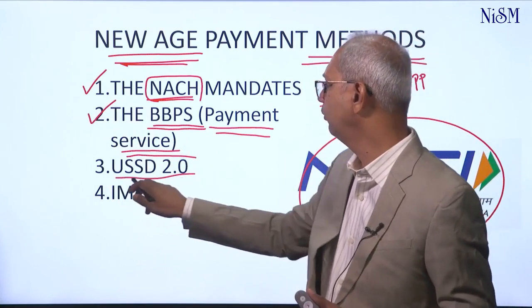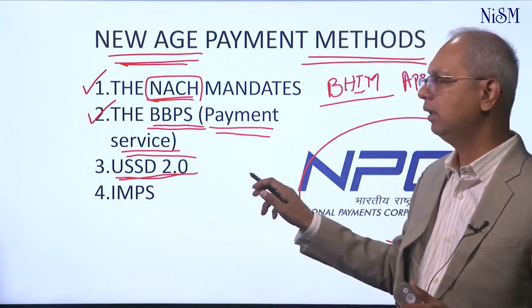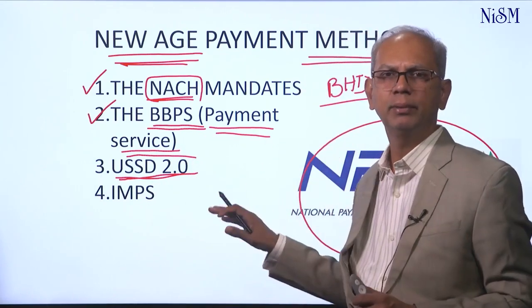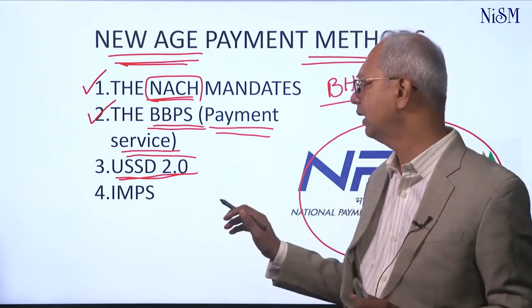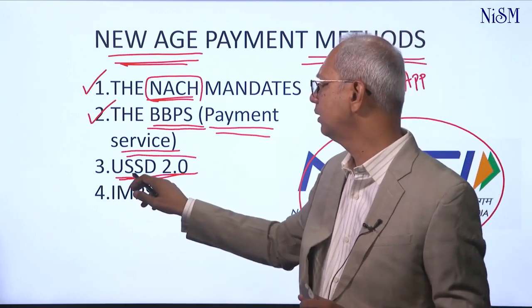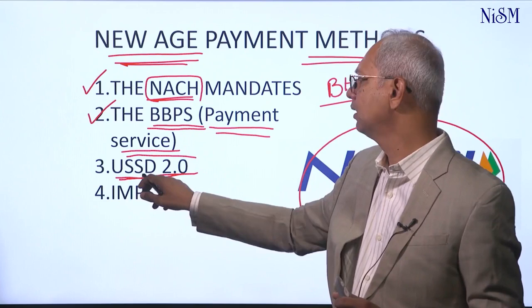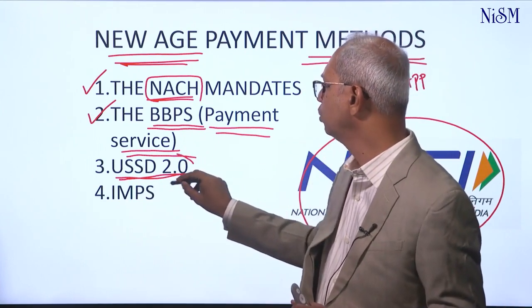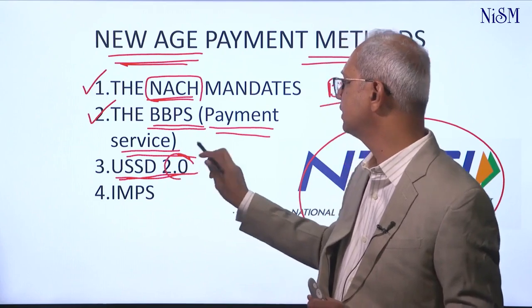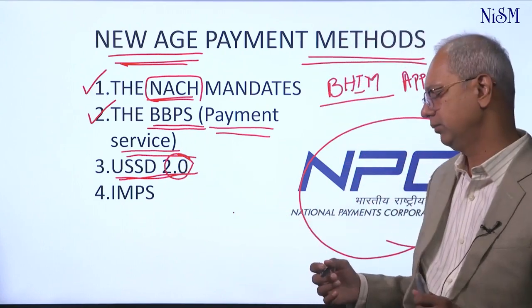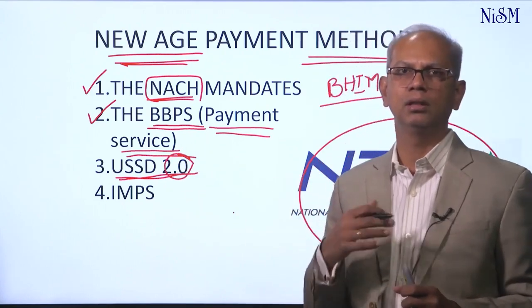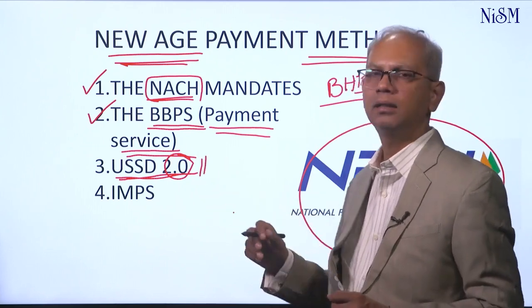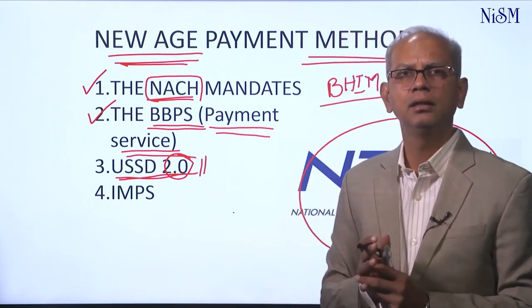USSD, and we will see this in detail in the coming slides, but it's sufficient at this moment at the overview level to let you know that USSD is unstructured supplementary service data, right? So this is unstructured, point number one. Point two, it's the second level, an upgrade, an improvement over the earlier version, right? So USSD payments are not very prevalent today.